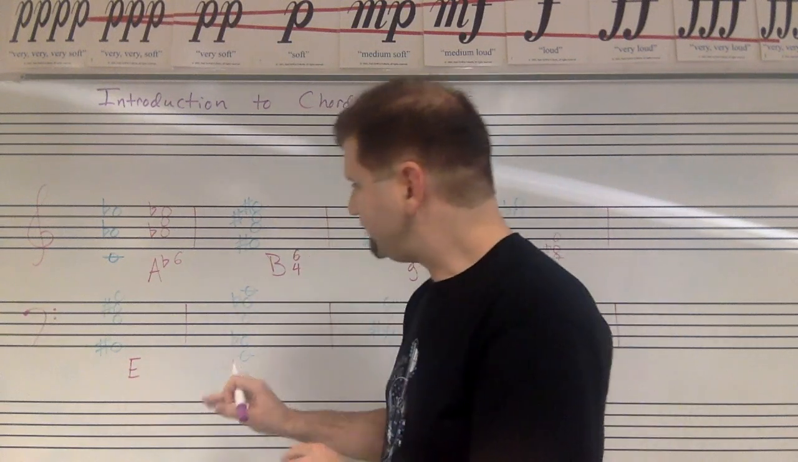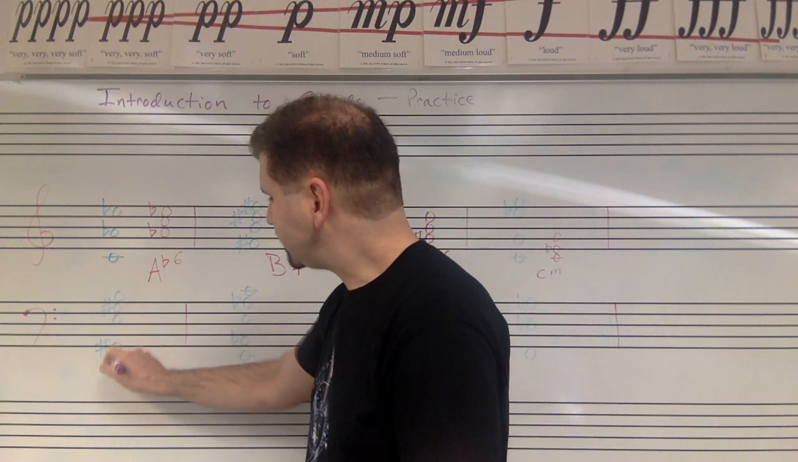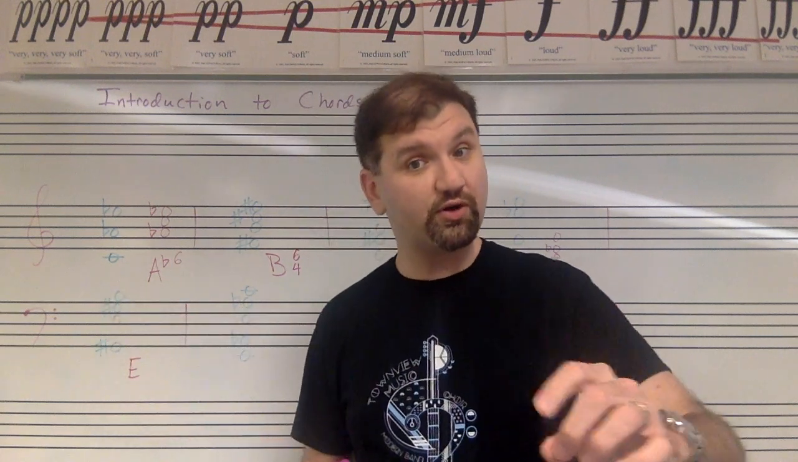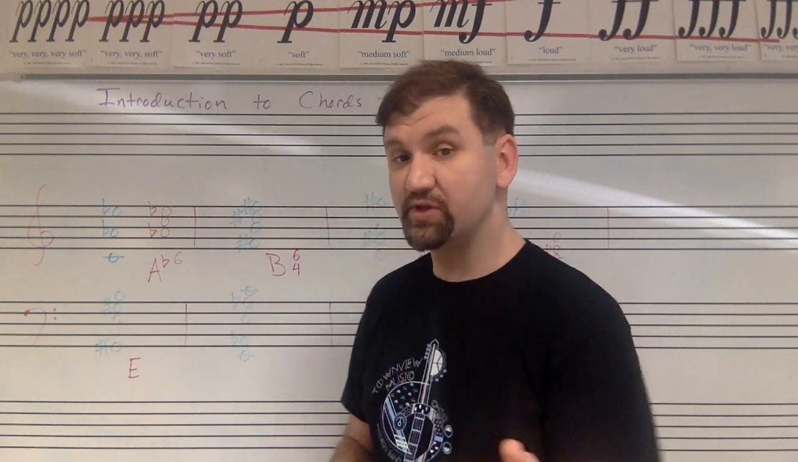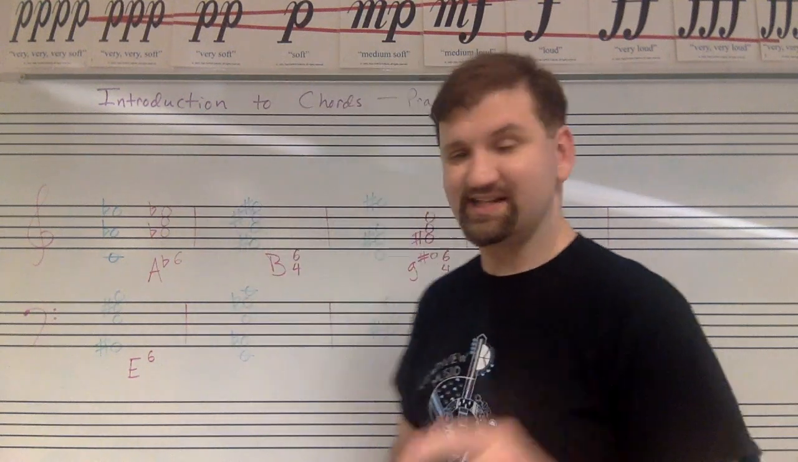So that's E major. And now we're looking at G sharp is the bottom note, so root, third, fifth. So the G sharp is the third of the chord. That means it's in first inversion. My symbol for first inversion is a 6.